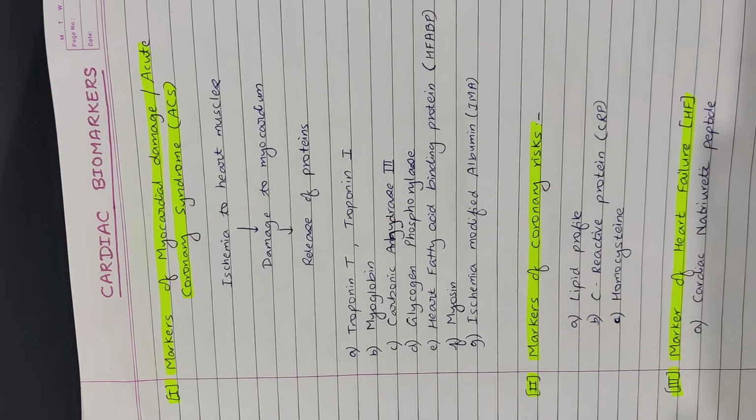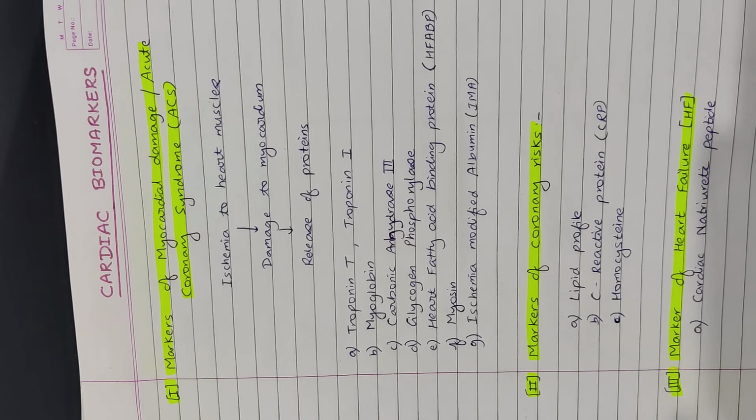Out of this, some were used previously, some are currently in use, and some are in research state only. But from the exam point of view, we should remember all of these. So first one is troponin T and troponin I. These are the most important cardiac biomarkers to detect the presence of ischemia at present. And second one is myoglobin, it is obsolete. Then come carbonic anhydrase 3, glycogen phosphorylase, heart fatty acid binding protein, myosin, and ischemia modified albumin.